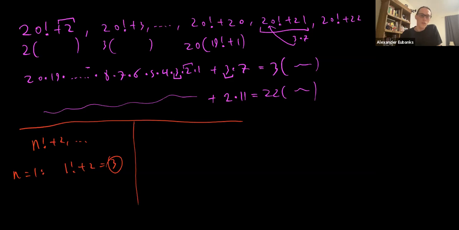All right, what if I wanted 2 consecutive composite numbers? So if n equals 2, then that would be 2 factorial plus 2, which would be 4. That's composite. And I can see immediately if I go to the next one, it starts breaking down. So I'll leave this as an exercise, right?